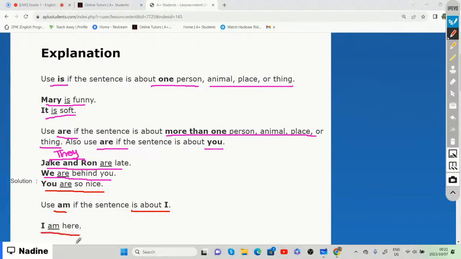I am here. I am happy. I am hungry. Right? That is how we use am. We don't say I eat here. "I is hungry" is incorrect. You need to say I am here. I am hungry. And that is a bunch of examples.